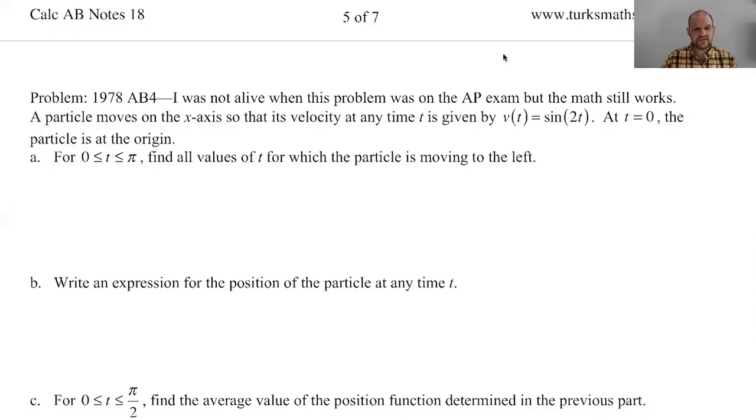All right, we're back. We're on page 6 of Notes 18, Calc AB. We're going to do some old AP free response, like super old AP free response questions. If you look online, I think you can find every question from like 1969 onward. And honestly, it's the best way to practice for the exam. It's a really good way to learn a lot of calculus.